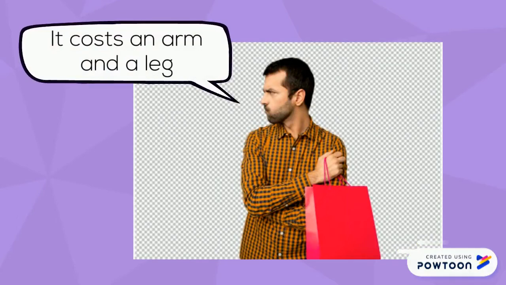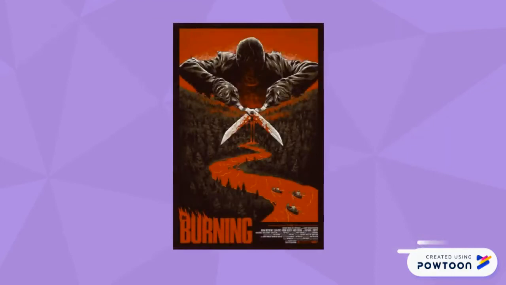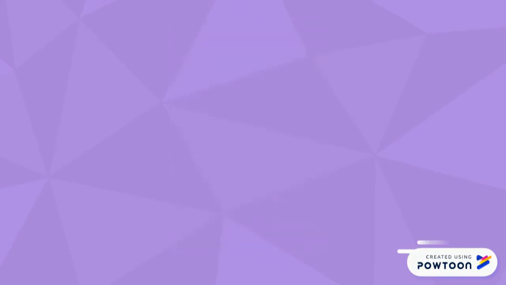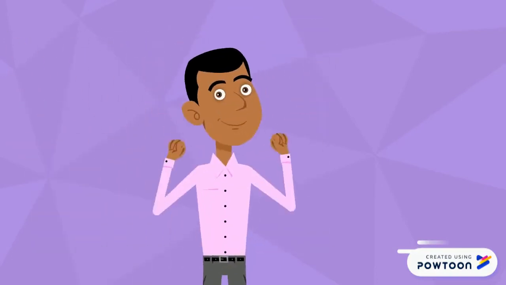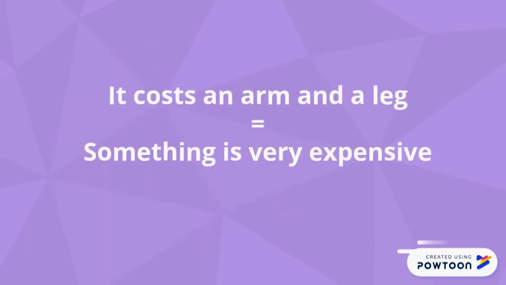When interpreted literally, it may sound like something straight out of a slasher horror movie. Like someone lost their limbs just to get something. That's some nightmare stuff right there. But since the expression is an idiom, of course the meaning is not that gory. It costs an arm and a leg means that something is very, very expensive.